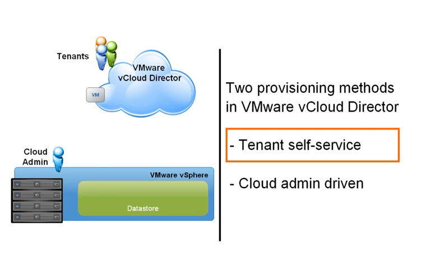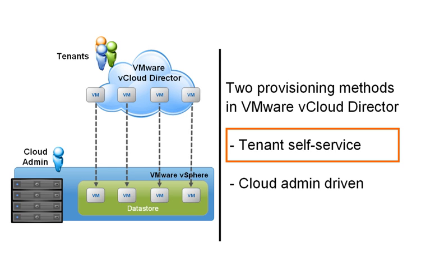In the tenant self-service provisioning, the tenants initiate the VM provisioning operation in vCloud Director. Leveraging the API integration, VMs are created in vSphere using VMware full clone capability. The tenants can either provision the VMs in an existing vApp or create a new vApp and then provision the VM inside the vApp.